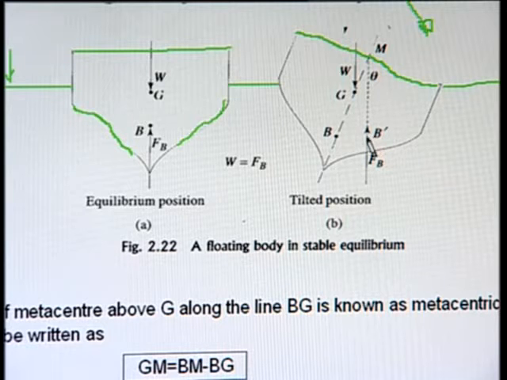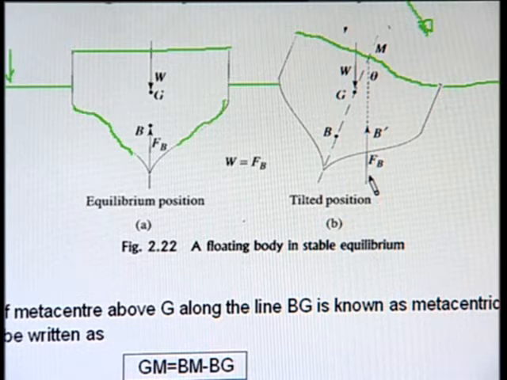Now the buoyancy force is acting through B dash, of value Fb, and G remains fixed, because G is a function of the mass distribution in the ship. So, through G we have a weight acting downward and through B dash we have a buoyancy force acting upward. These two forces are going to make a couple, and the direction of the couple is anti-clockwise.